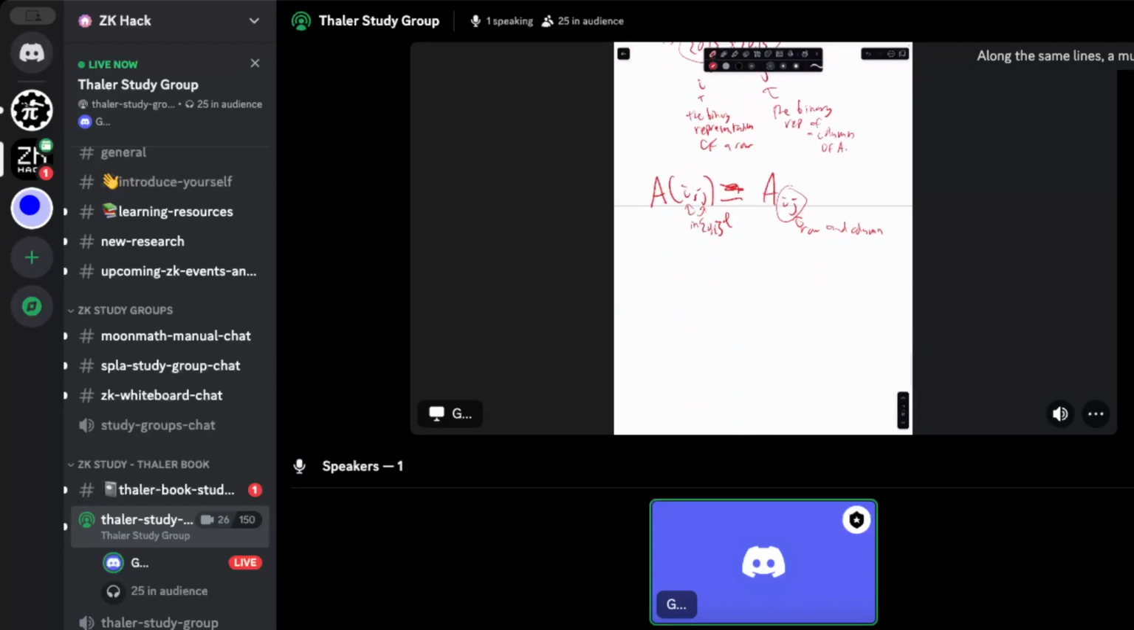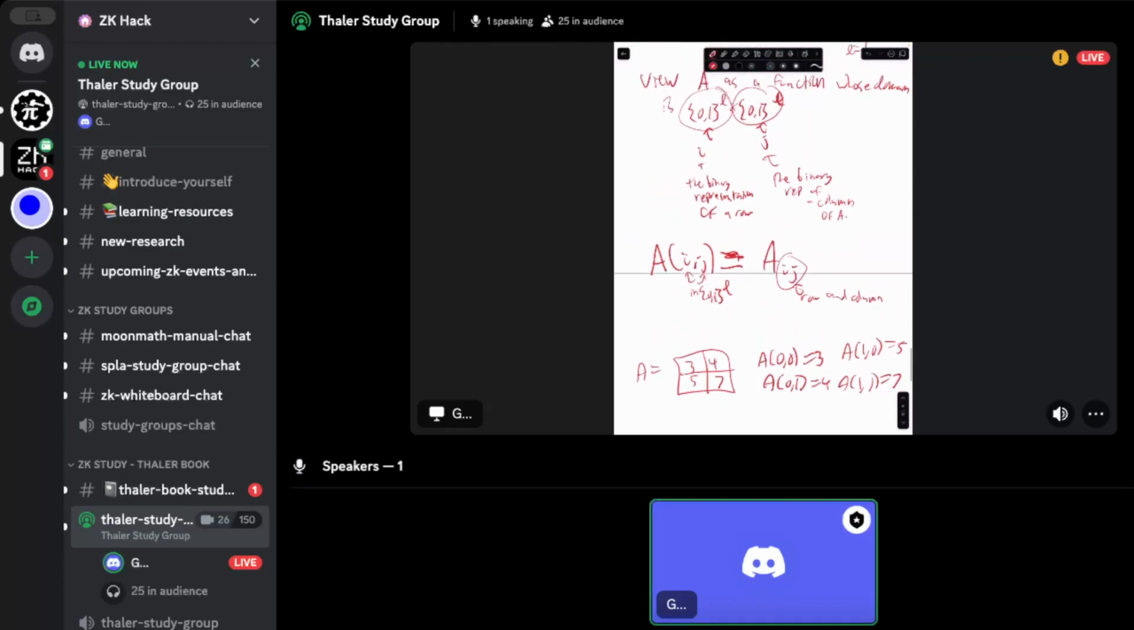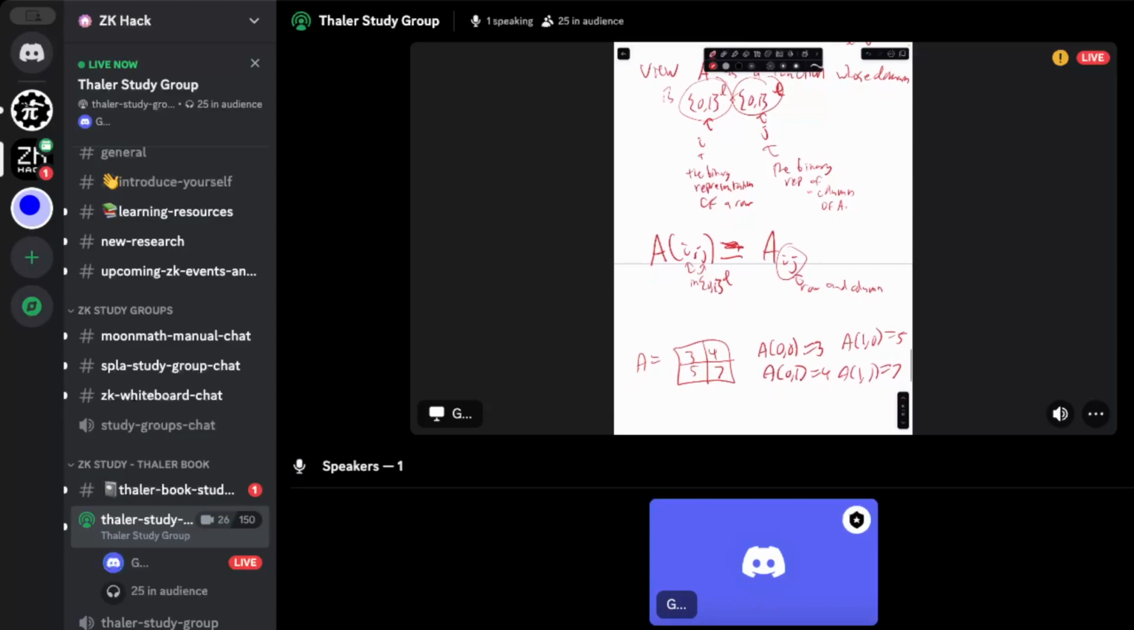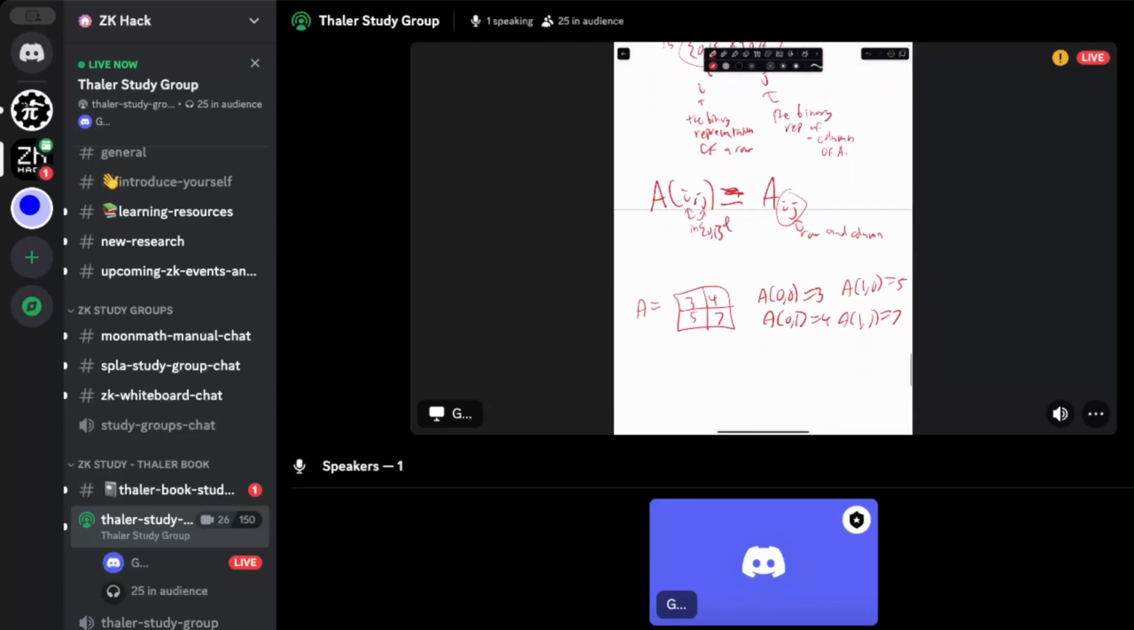Just as an example, let's say A is the 2 by 2 matrix with entries 3, 4, 5, 7. The way I'm interpreting this matrix as a function over the hypercube is: A of 0,0 is 3, A of 0,1 is 4, A of 1,0 is 5, and A of 1,1 is 7. So I view the matrix A as a function on the hypercube, and that way I can talk about the multilinear extension of A. A twiddle is the unique multilinear extension of this function.